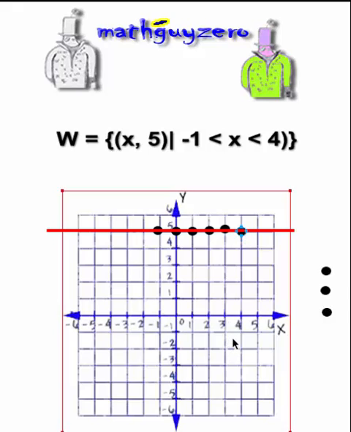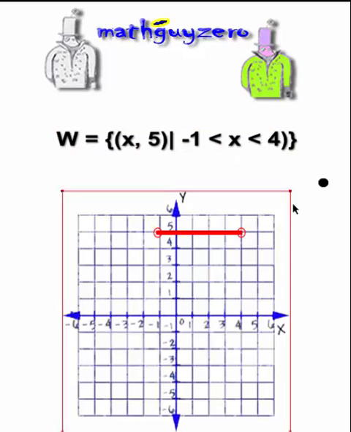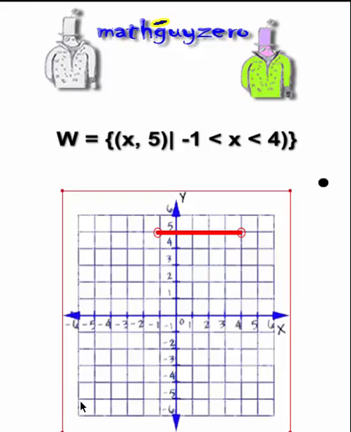So it looks like to me that it's going to be like this. It's going to be between -1 and +4 on that axis. Let's clean it up a little bit. And you'll notice that the ends are circles because these are less than, not less than and equal to. Okay, so that's how you do these. That's it. MGZ out.